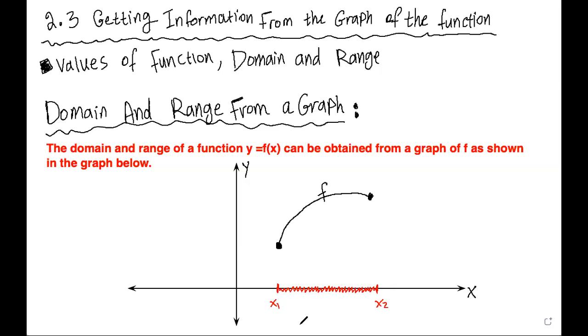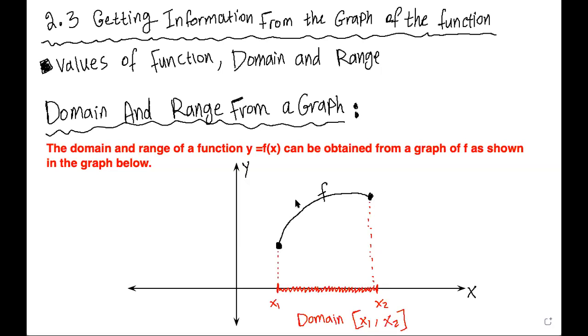So the domain is the closed interval from x1 until x2. From this value until this value, this is my domain. Again, how do I know? I just take all possible values of x that make the function defined. Okay.